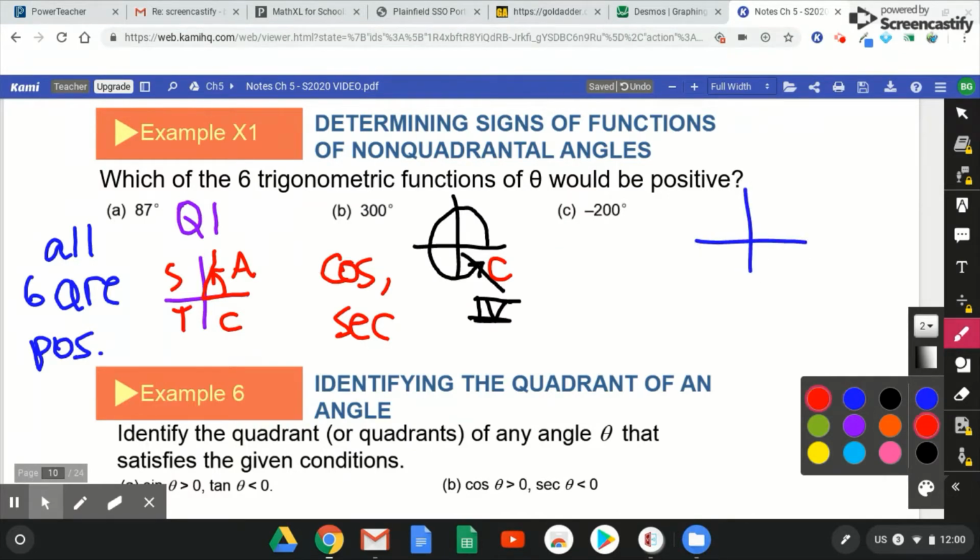Negative 200, go around backwards, a little past 180 is going to be right there, puts us into the 2nd quadrant. Okay, we are in the 2nd quadrant. So all students take calculus. I know that sine and its partner, cosecant, are positive there.